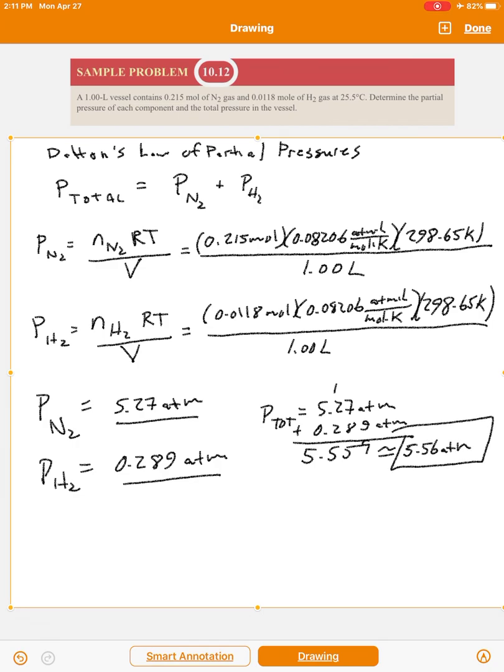So the terminology is the partial pressure of nitrogen is 5.27 atmospheres. The partial pressure of hydrogen is 0.289 atmospheres. And the total pressure is 5.56 atmospheres. Dalton's law of partial pressures.